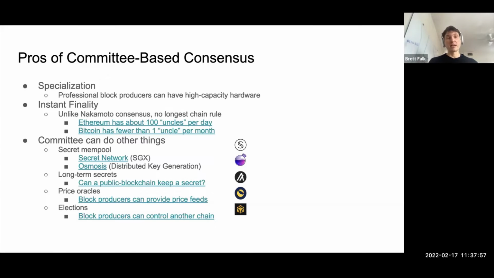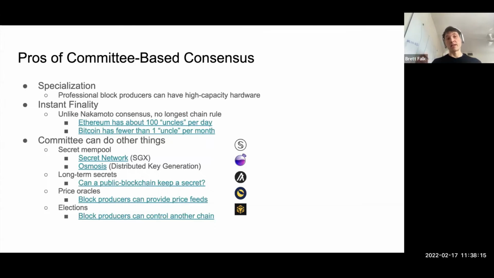You can also ask the committee, or even a different committee, to hold secrets and have private information on the blockchain. The Algorand Foundation has a number of papers that outline how you would elect these committees to hold secrets for you. You can ask the committee to be price oracles, so you don't need to have external price oracles.